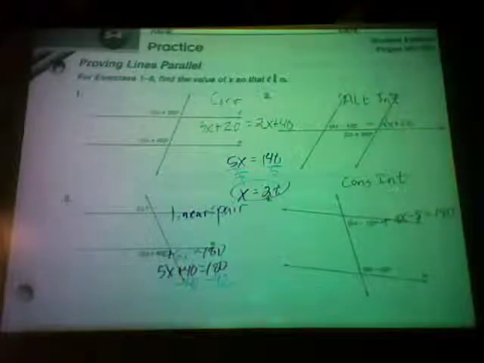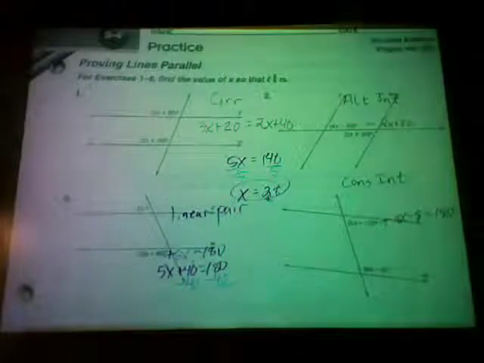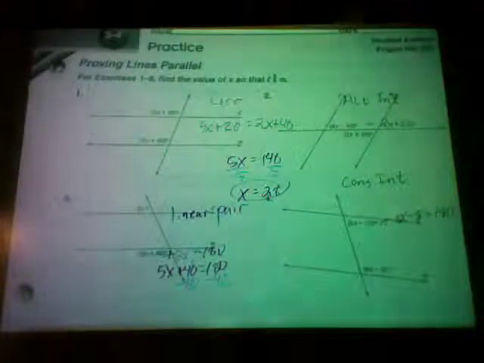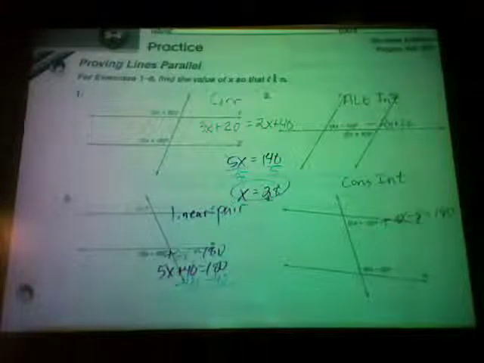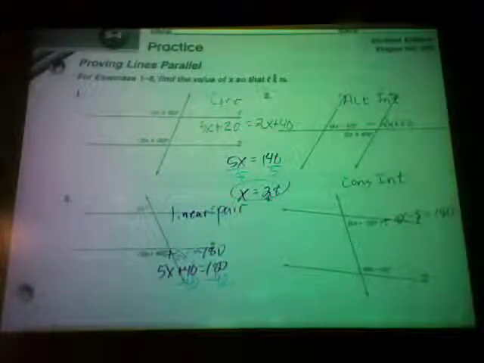Yes? Yeah, 3x and 2x are on the same side. Does that make sense? You're collecting like terms. All right, any other questions on that? Okay.